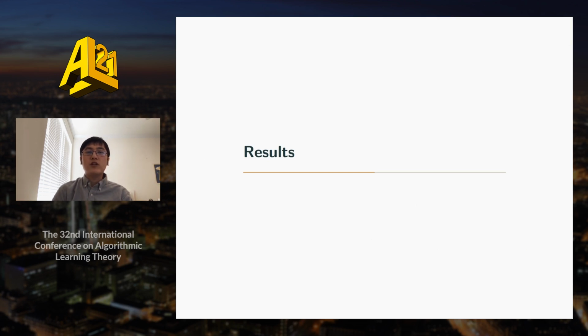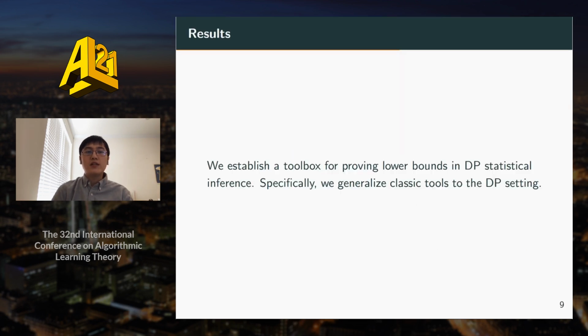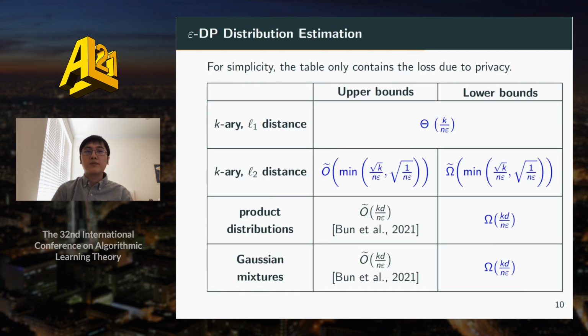Now we introduce our results. In one sentence, we establish a toolbox for proving lower bounds in DP statistical inference. Specifically, we generalize classic tools to the DP setting. We apply our toolbox to pure DP distribution estimation, and we derive tight bounds for the following problems. For the first problem, estimating k-ary distributions in L1 distance, we apply our epsilon-DP Fano inequality, which will be introduced later, and we derive tight lower bounds.